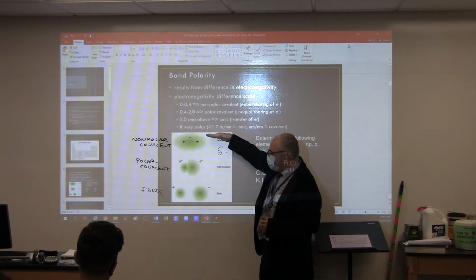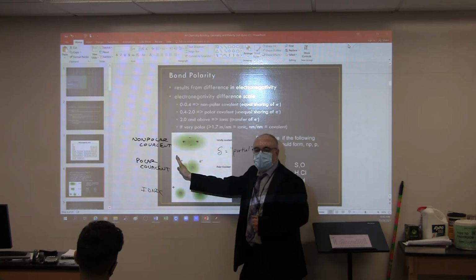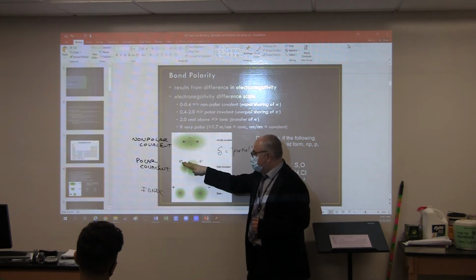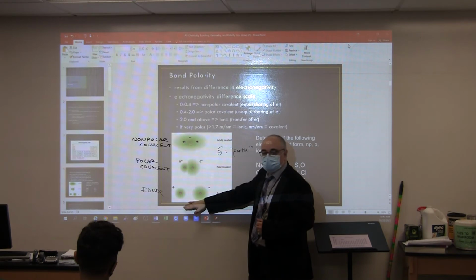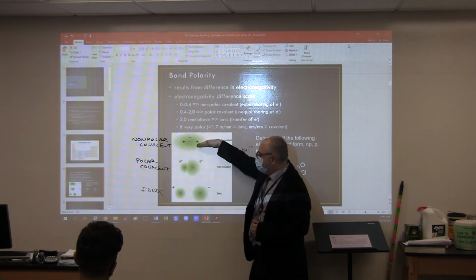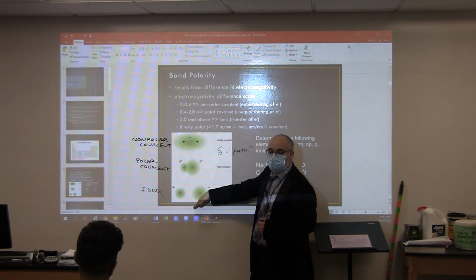You see how this is basically like a spectrum of leaning? Equal sharing, unequal sharing, stealing. Nonpolar, polar, and ionic. Are we cool?